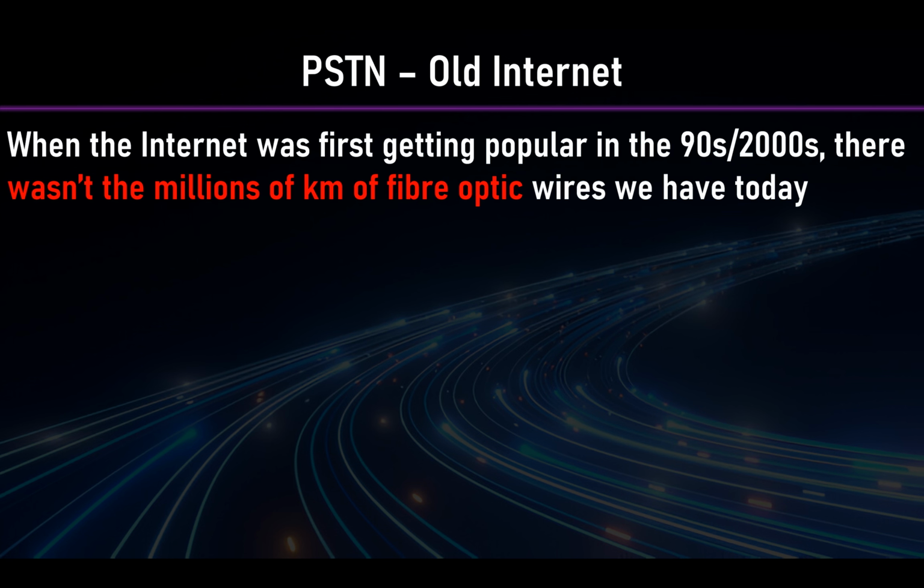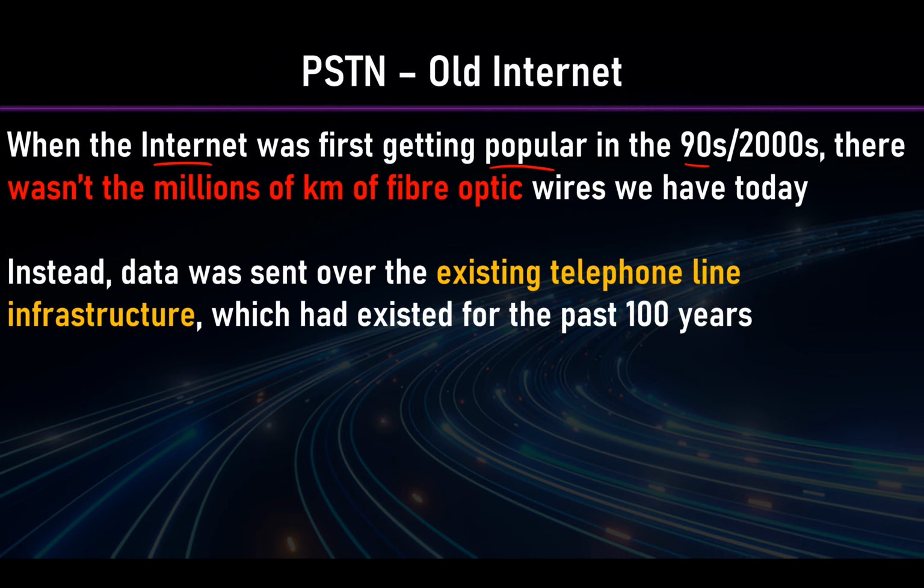So if we look at the PSTN, the public switched telephone network, and think how we could actually utilize that for the old internet, the legacy internet. When the internet was first getting popular in the 90s, 2000s, I mean, if you're talking about the super old, 1970s, that's ARPANET. But commercially getting popular, when you had high traffic demands, that's the 90s really. At that point, we didn't have the millions of kilometers of fiber optic cables that we have today. So instead, they had to send the data over the existing telephone line infrastructure, which had existed over the past 100 years.